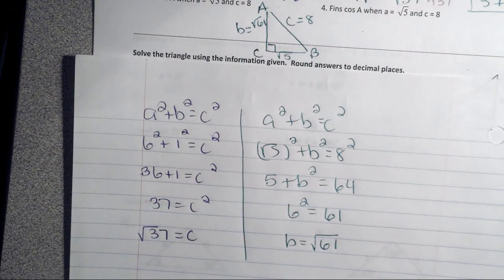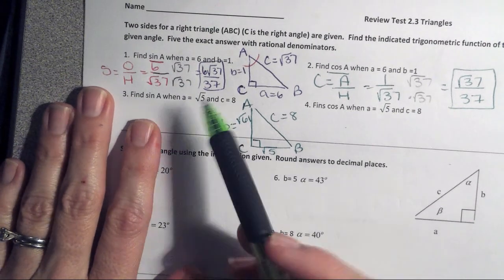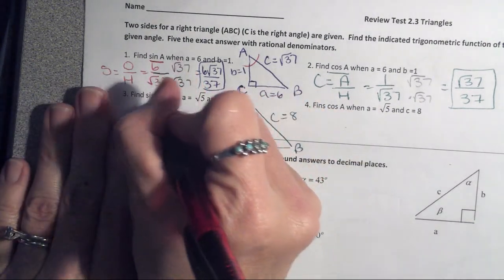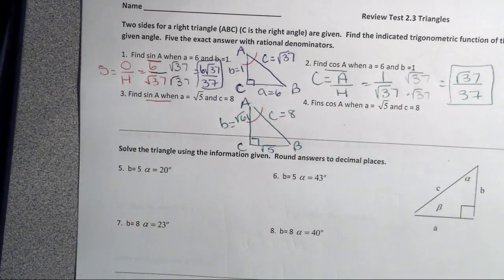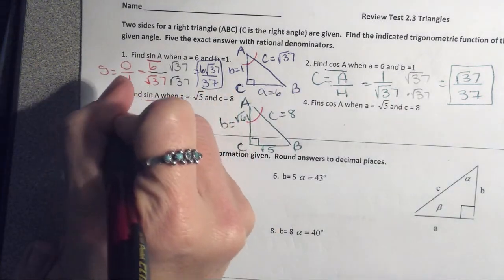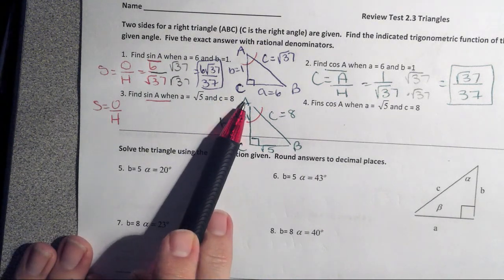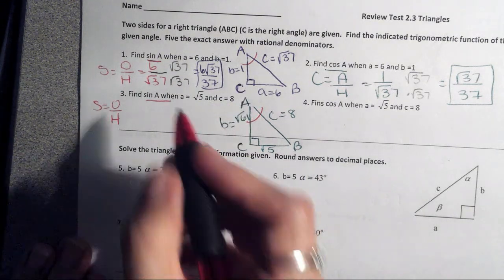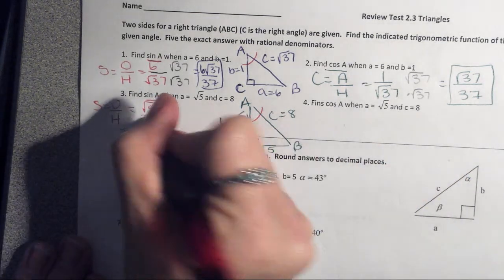Alright, so now what we're going to go do is look at what they want me to find. Now that I have all my sides labeled, they want me to find sine of A. So I go up here to the A angle and I swish it. Sine is the opposite over the hypotenuse. Opposite angle A is side A. So the square root of 5 over the hypotenuse, which is 8.